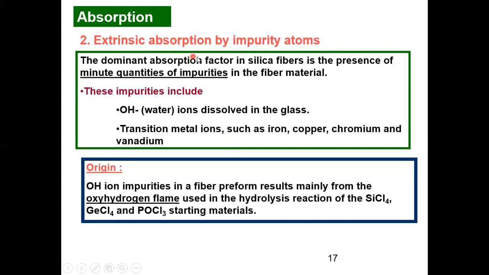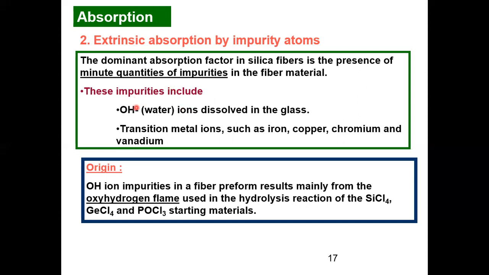Next is the extrinsic absorption, by impurity atoms. So I have atomic defects, extrinsic absorption, intrinsic absorption. Now what happens in extrinsic absorption? I have impurities present in the glass. The dominant absorption factor in silica fiber is the presence of minute quantities of impurities in the fiber material. So extrinsic absorption loss is actually more compared to atomic defect, because atomic defect I can improve, and it is not so much in the fiber manufacturing.